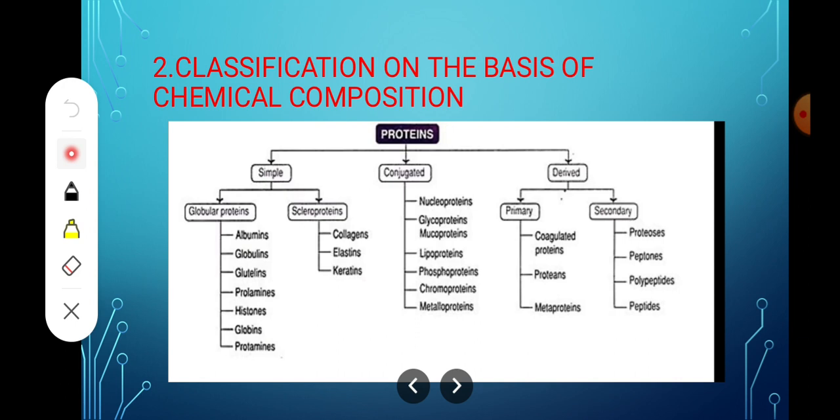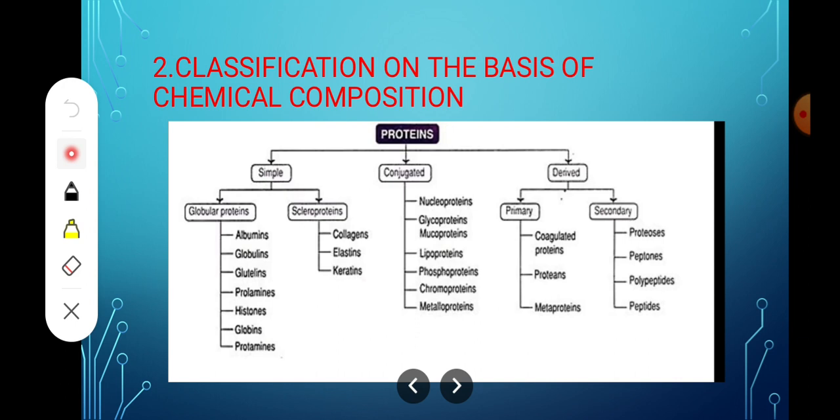Then next, glycoproteins, also called mucoproteins. Glycoproteins contain carbohydrate as a prosthetic group. For example, mucin in saliva, egg albumin, serum albumin, and so on. Then next, lipoproteins. Lipoproteins contain phospholipids or cholesterol as the prosthetic group. For example, lipoproteins of blood serum.